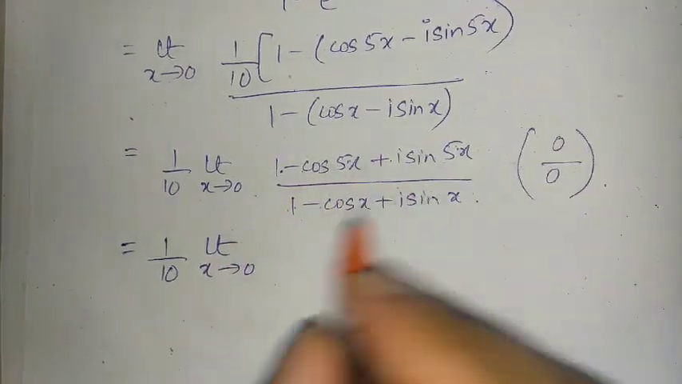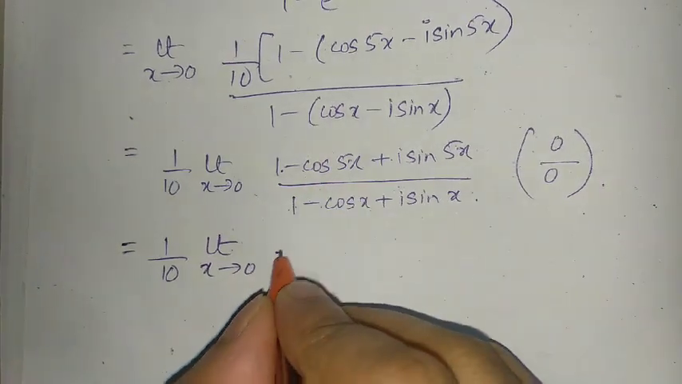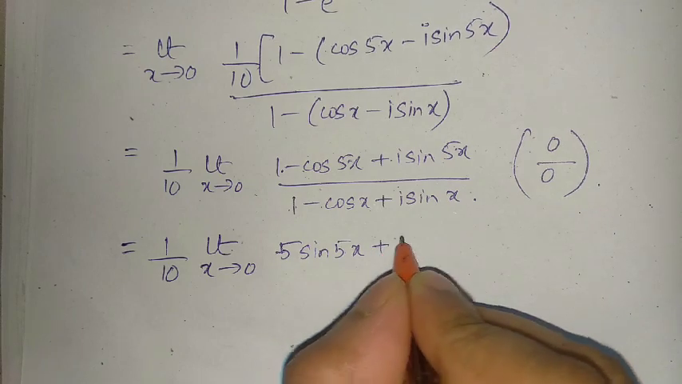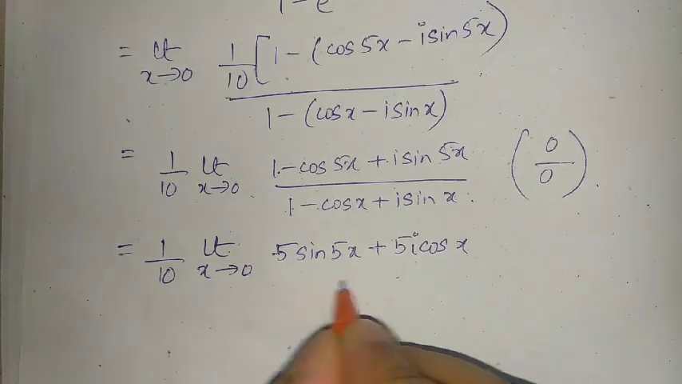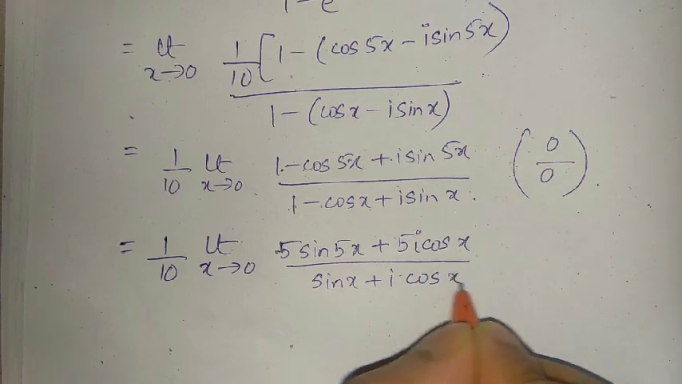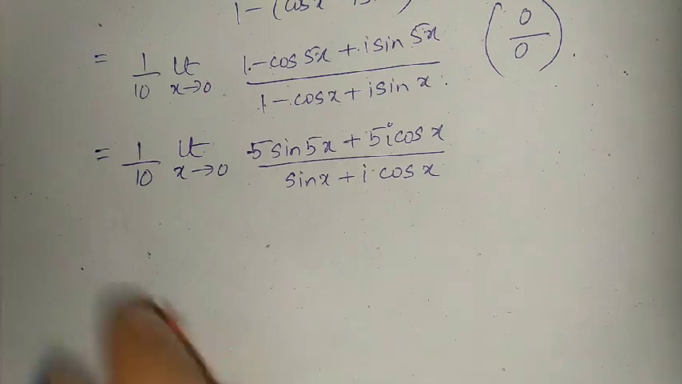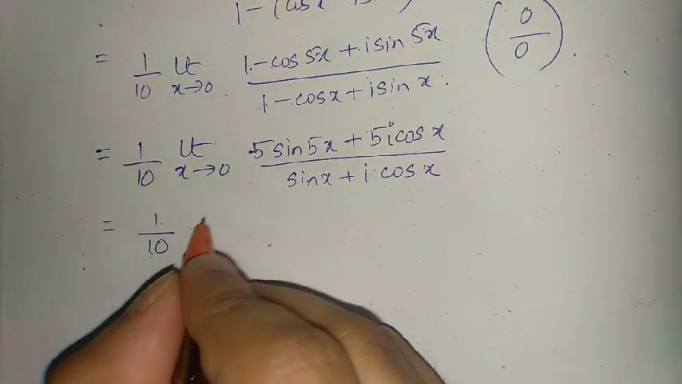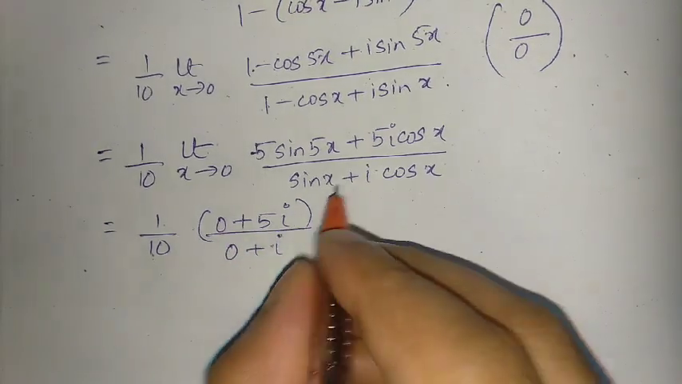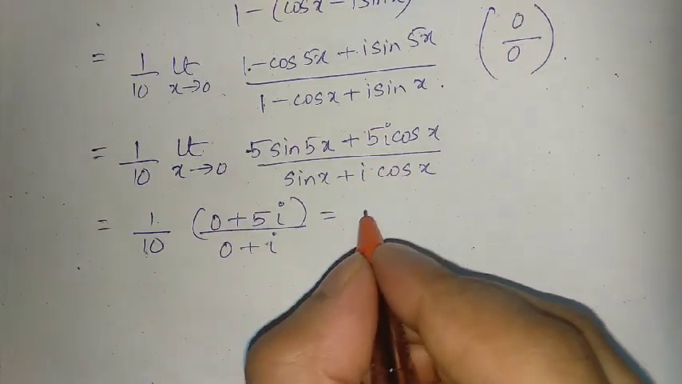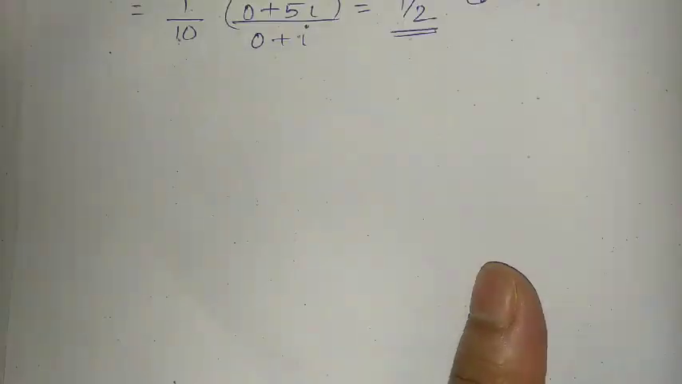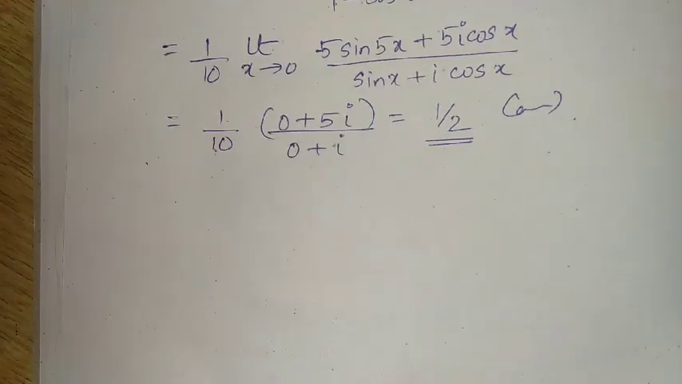So we will differentiate. This will be 5 sin 5x plus 5 iota cos 5x by sin x plus iota cos x. Now we put the value of x here. What we will get is 1 by 10 into (0 plus 5 iota) divided by (0 plus iota). So the final answer is nothing but 1 by 2. This is the final answer. Now we will move on to the next question.